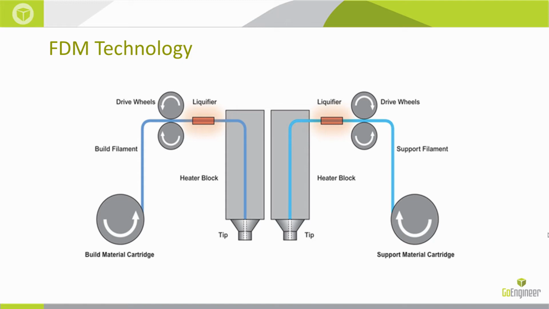So this entire system can be really thought of as a complicated hot glue gun. But instead of glue, we're using plastic. So if you can imagine having the ability to very accurately take a hot glue gun and build up a model layer by layer by layer, that's essentially what the FDM machines do. Notice we have two tips here. One is for build material, and the other is for support material.